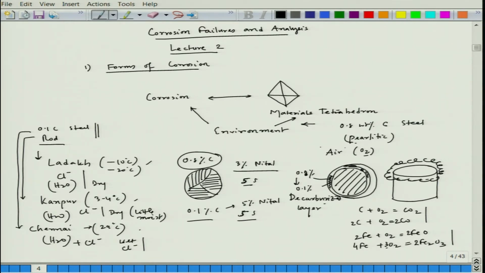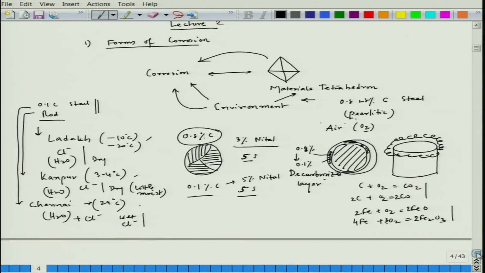Now, the materials tetrahedron has a relation with corrosion, and environment has a relation with corrosion. That means we must find a kind of synergy between the materials tetrahedron and environment to understand corrosion, and if we understand corrosion, we can definitely check for the protection routes which can minimize corrosion. So, that is the sole purpose for which I have brought in the materials tetrahedron factor, and you will see the influence of that materials tetrahedron as we go ahead when we talk about the protection process.